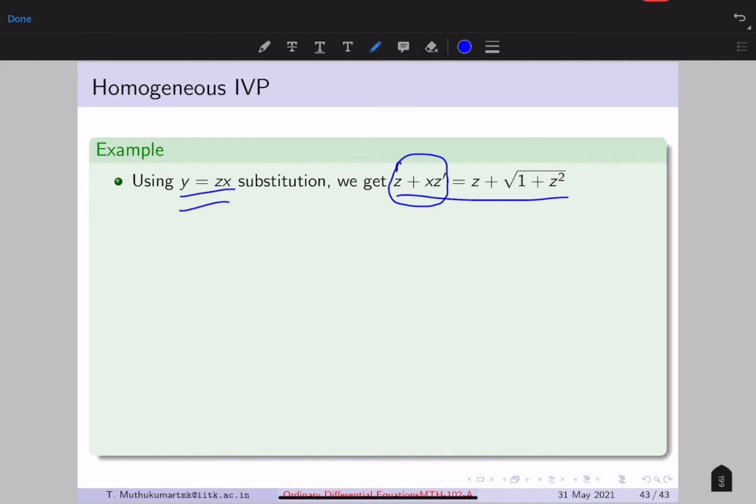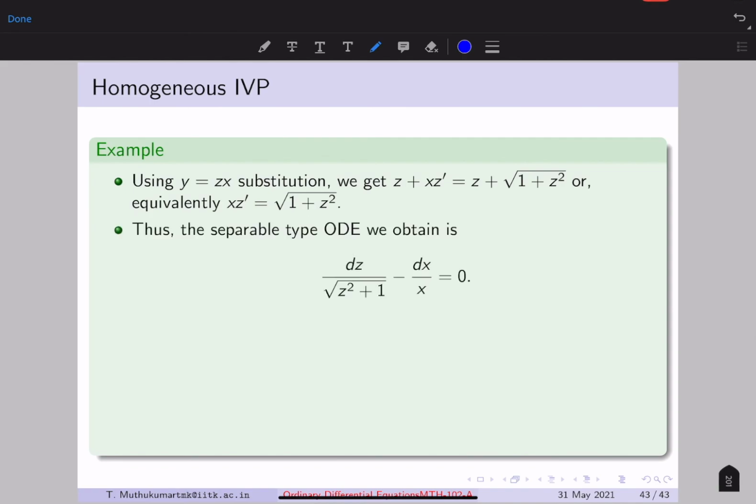you now have a separable ODE. Now you have z here, you have z here, that will cancel out. So you actually have equivalently this ODE. There is a z dependence here, there is only x dependence here. You can separate the x and z variables. So now you have an ODE in a separable form.